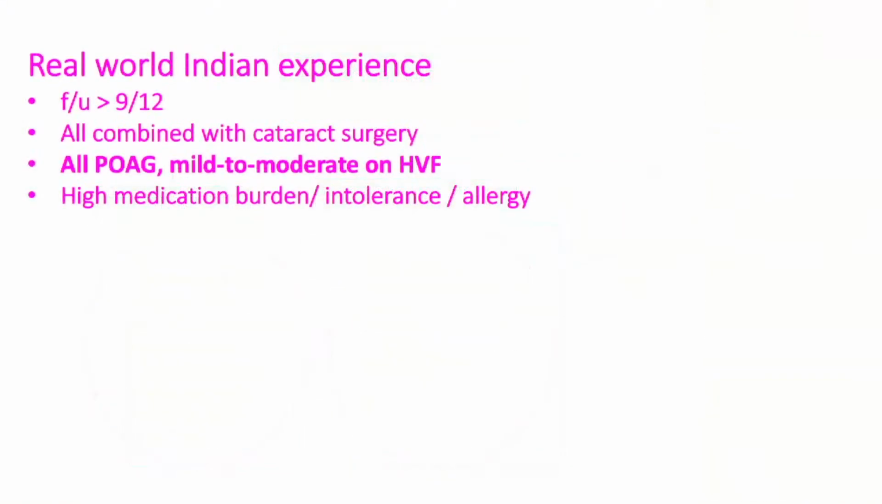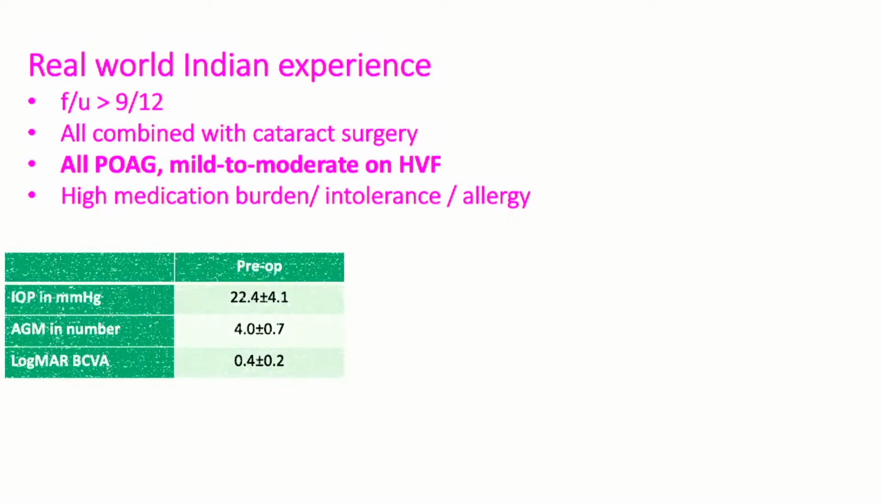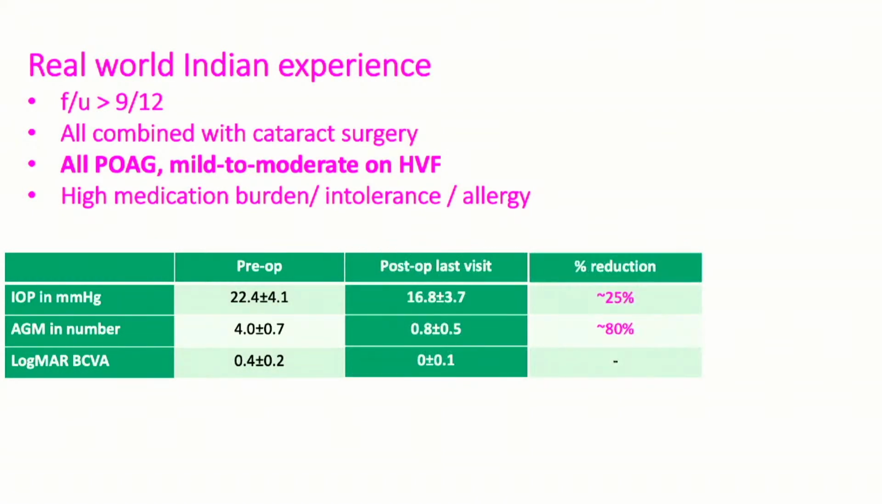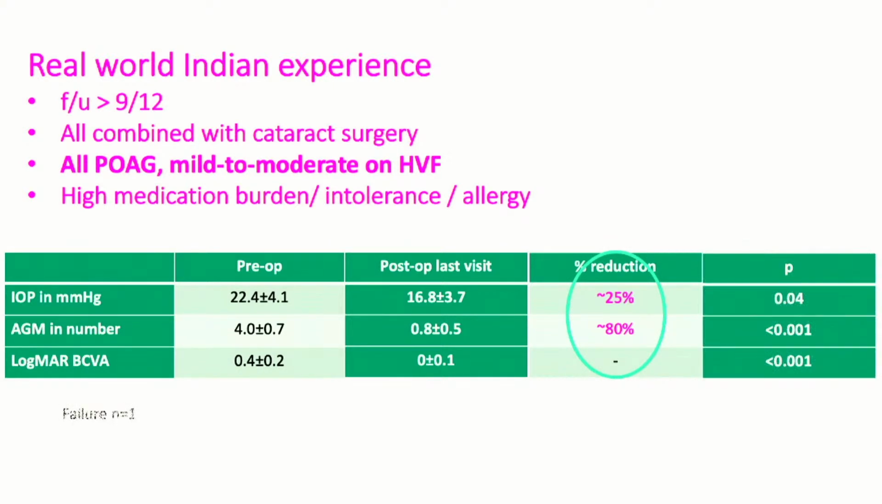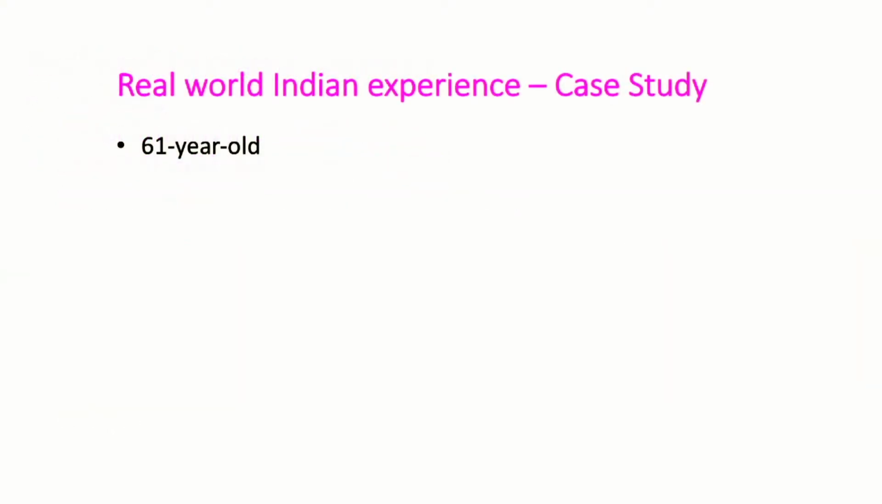So, I will give you my data. There's very little Indian data, none that has been published. These are all that have at least 9 months follow-up. With iStent or iStent inject, I got a 25% reduction in IOP and an 80% reduction in anti-glaucoma medication, all of which was statistically significant.